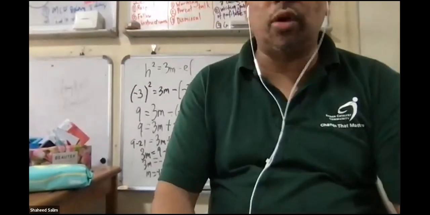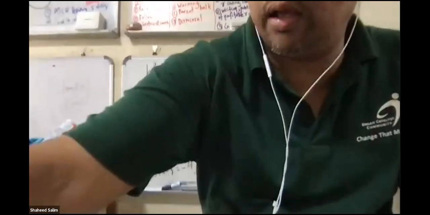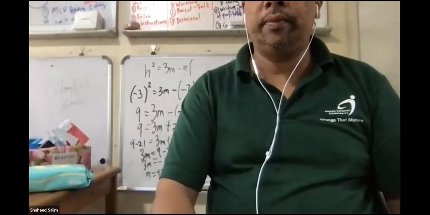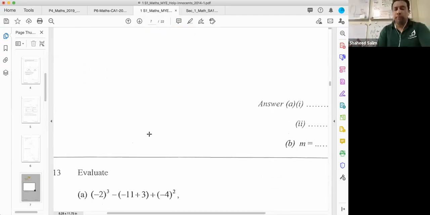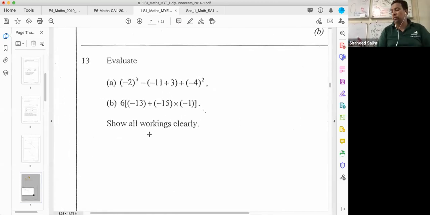Okay, let's run through the whole SA1 paper to see how ready you are for it. Okay, we try. This one you must be able to do lah. Okay, this one you must be able to do. If you can't do this, we have a problem.